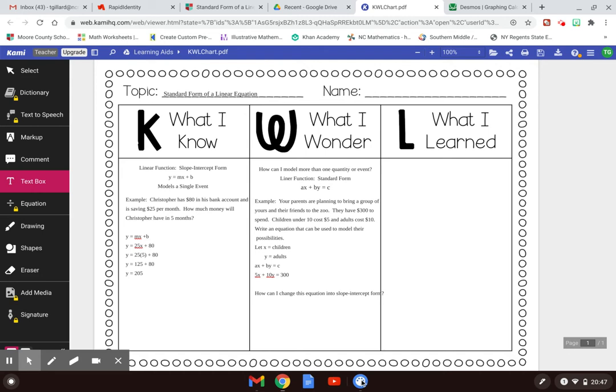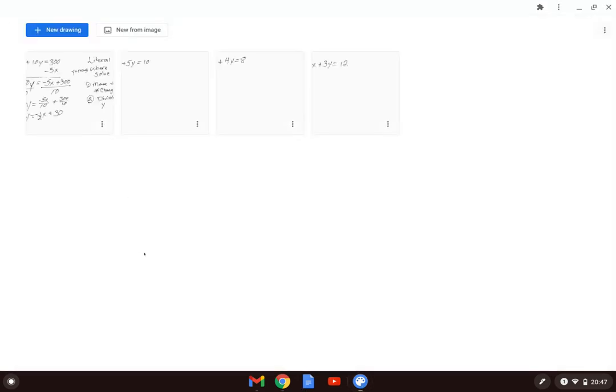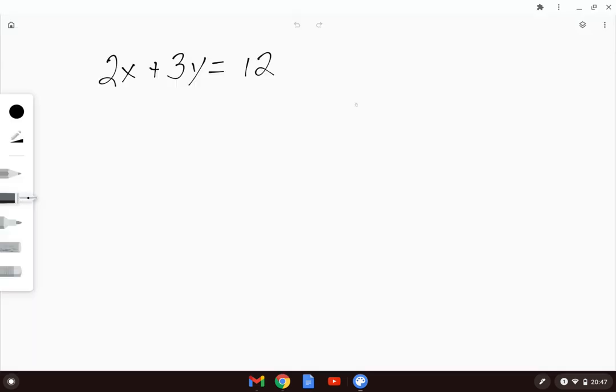All right. So that's how we can change it into slope-intercept form. So let's go here and let's do a few more examples, okay? Let's start with this one here, which is 2x plus 3y equals 12. And I want to change this into slope-intercept form. So remember, I'm going to treat this as a literal equation. And all I'm going to do is move the x.